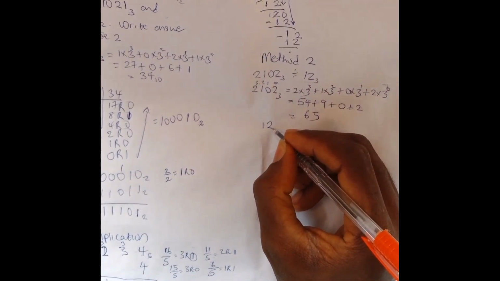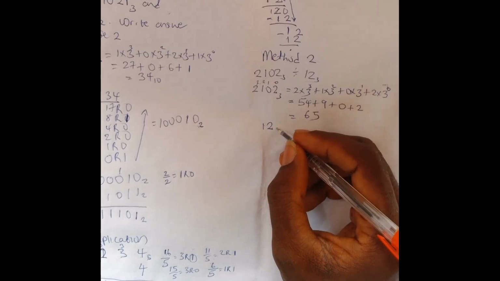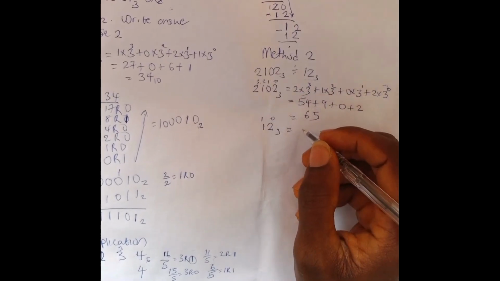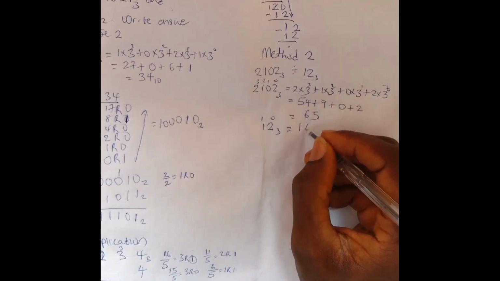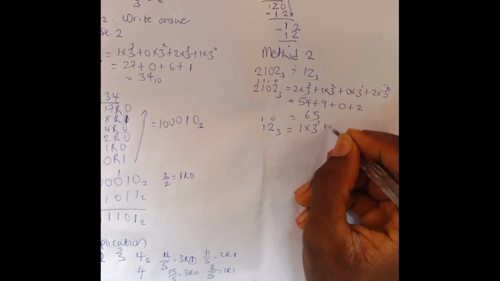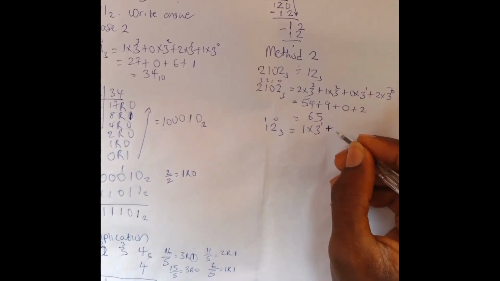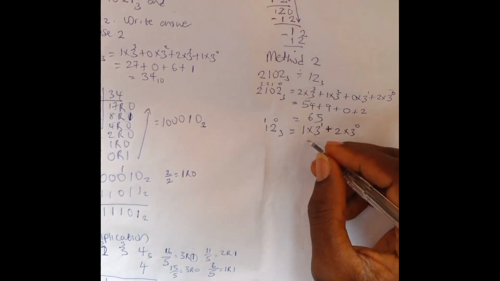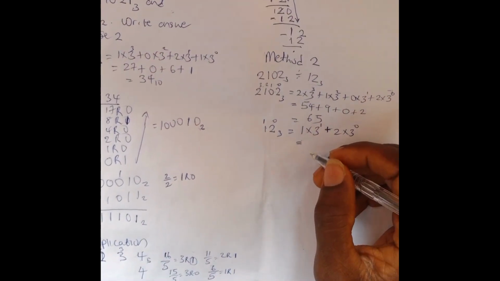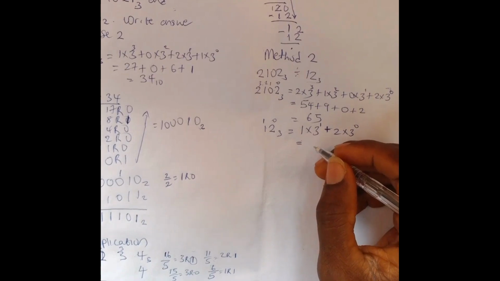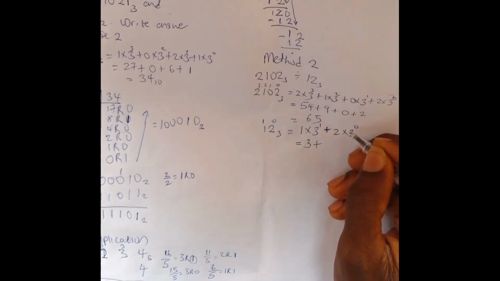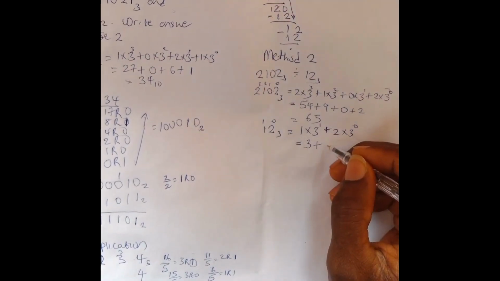12 base 3 is 0, 1. So it's 1 times 3 raised to the power of 1 plus 2 times 3 raised to the power of 0. 3 raised to the power of 1 is 3, times 1 is also 3. Plus 3 raised to the power of 0 is 1, times 2 is 2, which is equal to 5.